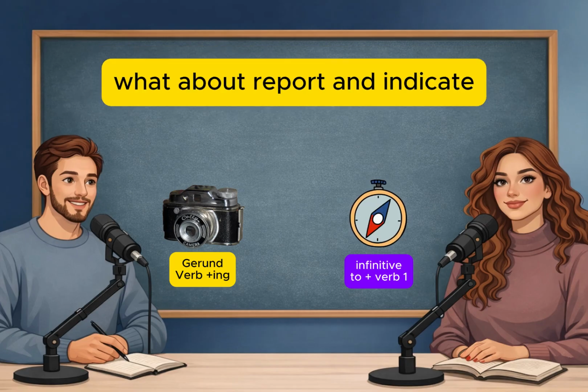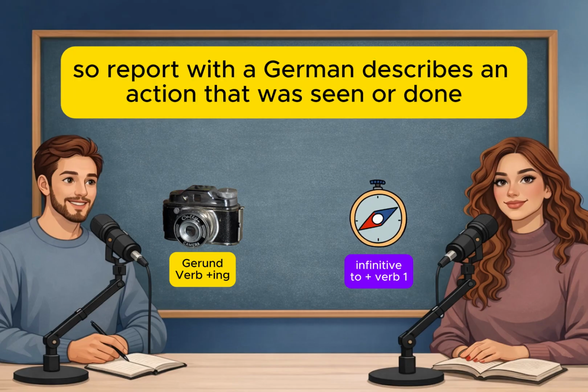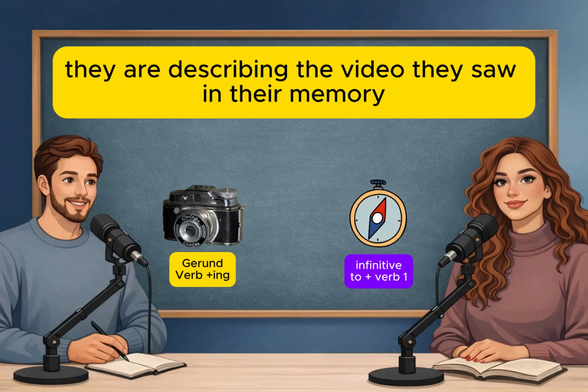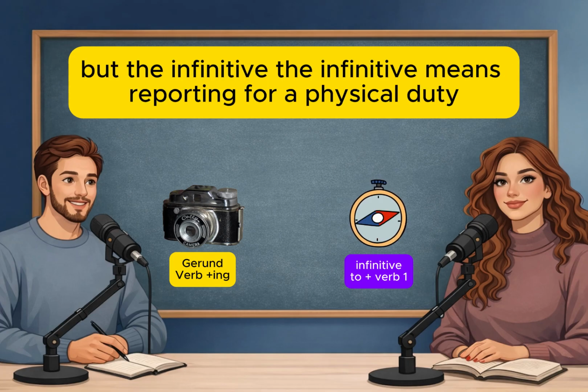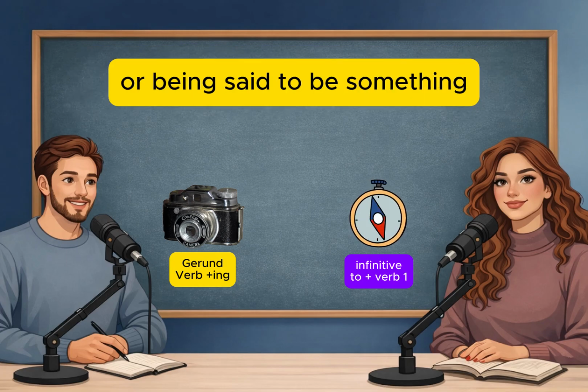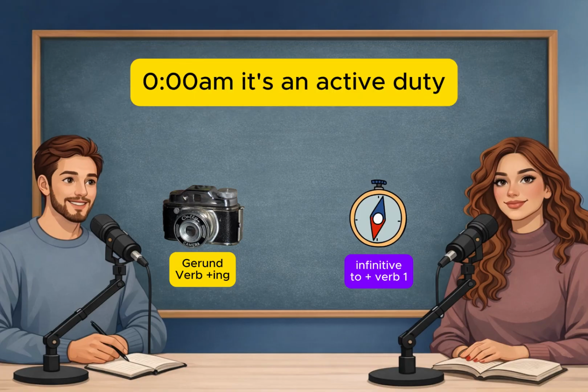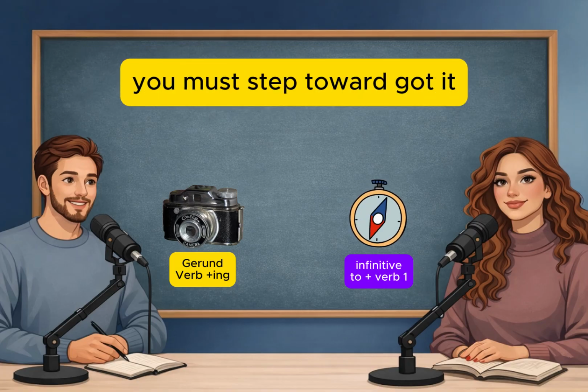What about report and indicate? So, report with a gerund describes an action that was seen or done. The witness reported seeing a bright light in the sky. They're describing the video they saw in their memory. But the infinitive? The infinitive means reporting for a physical duty or being said to be something, often passive. You must report to be tested by the doctor at 9:00 a.m. It's an active duty you must step toward.